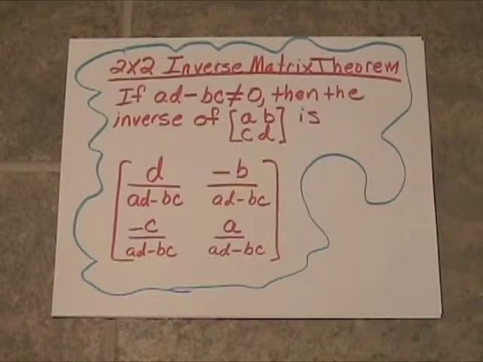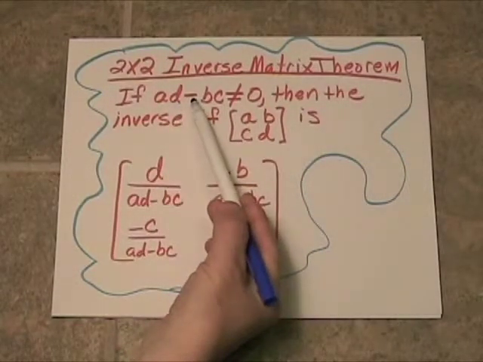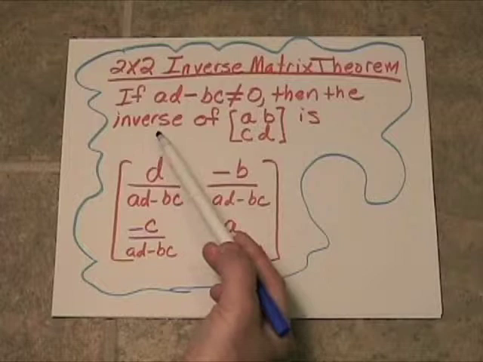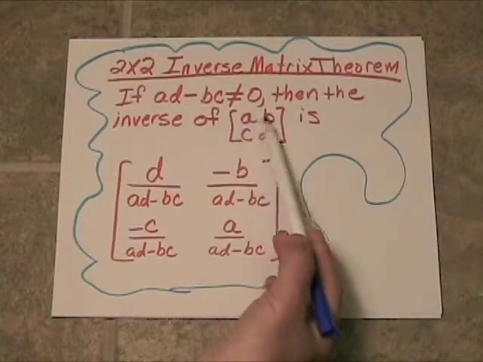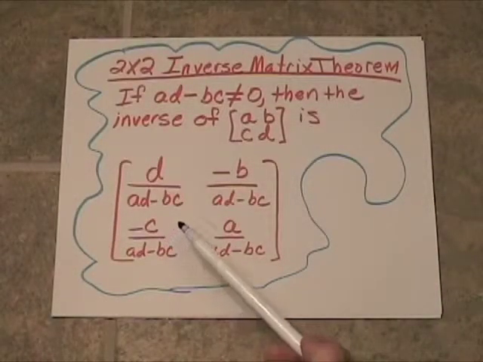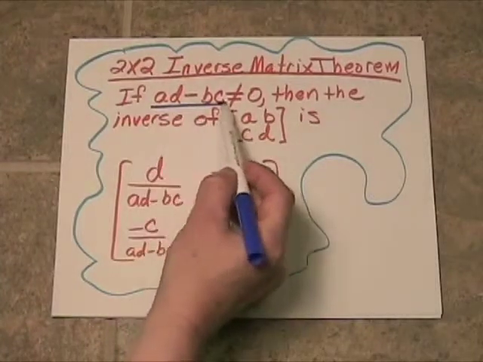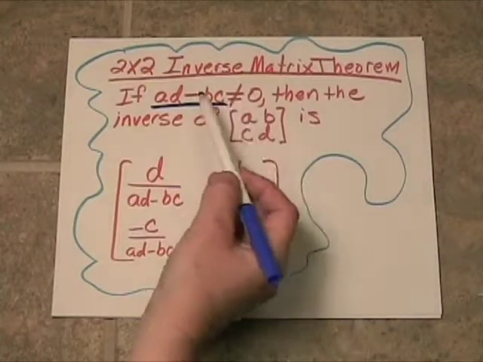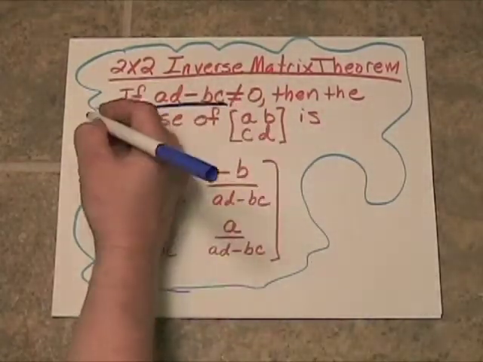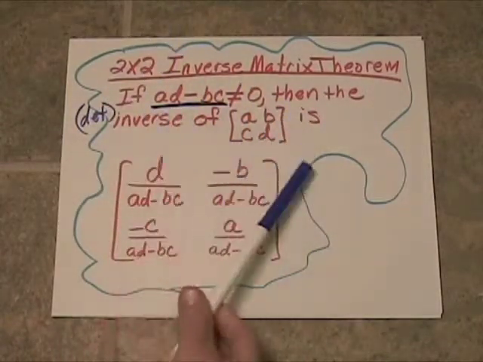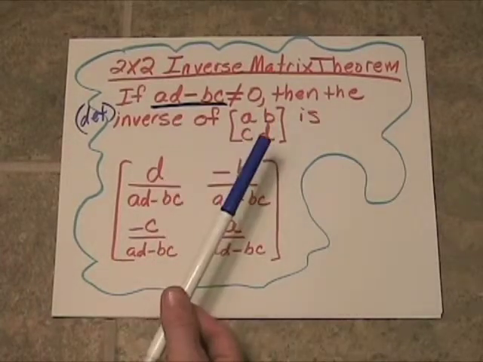All right, 2x2 inverse matrix theorem. If the product A times D minus the product B times C is not equal to 0, then the inverse of this little 2x2 matrix, A, B, C, D, is, okay, this ugly thing right here. Notice this difference has to not be equal to 0. That is called your determinant. Your determinant, sometimes it's abbreviated DET. All you really gotta do is look at your 2x2, multiply along the diagonals and subtract them.